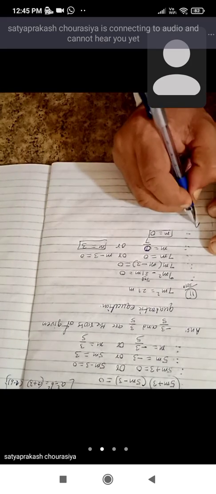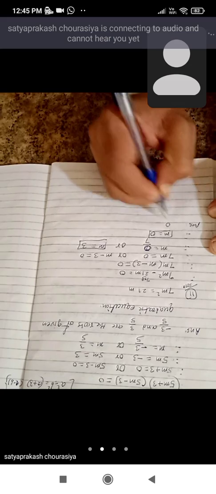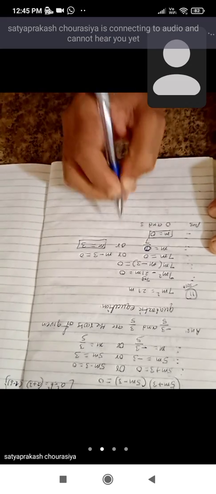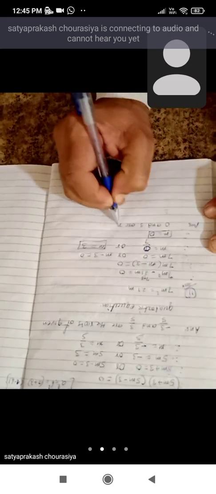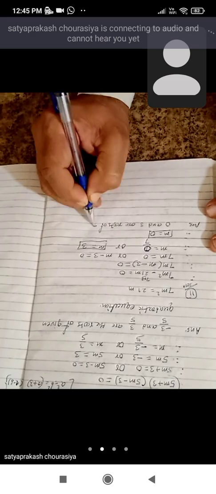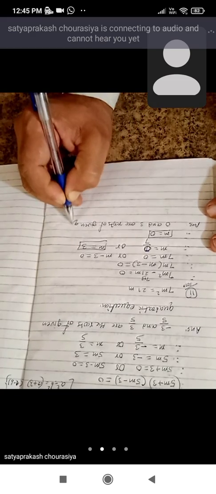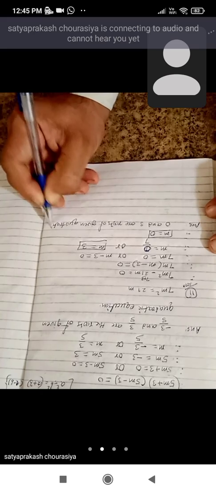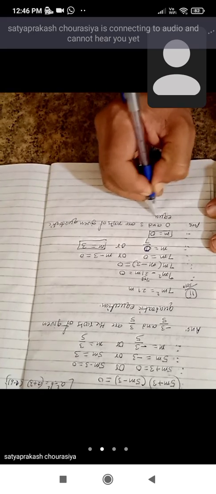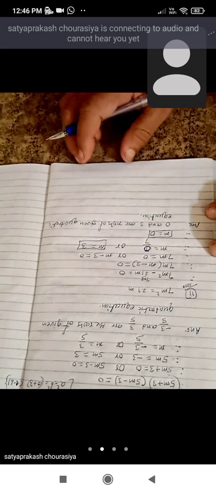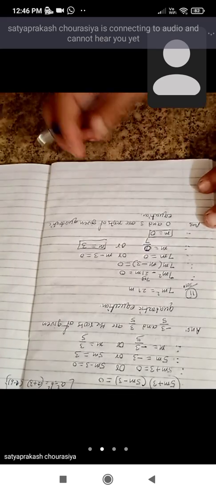Now write down the answer. 0 and 3 are roots of the given quadratic equation. Full stop. It's clear now. Now see the last question.